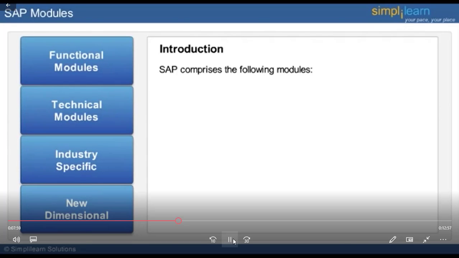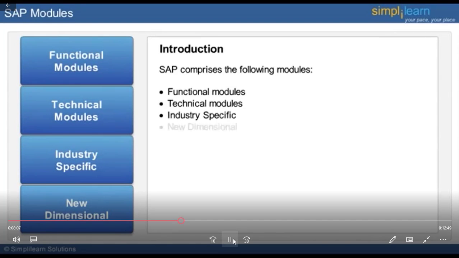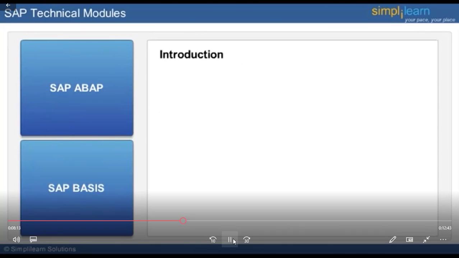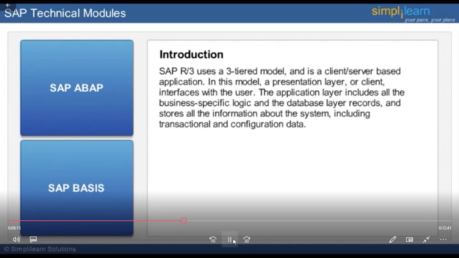SAP can be divided into 4 modules, which are functional, technical, industry-specific, and new dimensional. Let's look into these one by one. SAP Technical Modules. SAP R3 uses a 3-tiered model and is a client-server-based application.